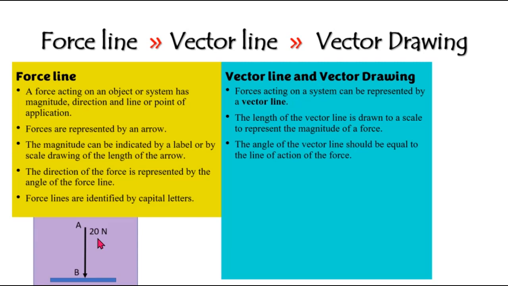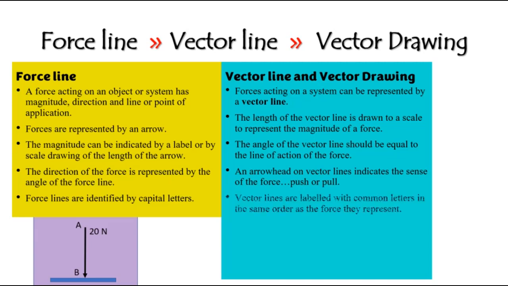The angle of the vector line should be equal to the line of action of the force. So basically, whatever angle you draw your vector line to, it should be equal to the direction the force is acting. An arrowhead on vector lines indicates the sense of the force, meaning whether the force is pushing or pulling. Remember, that is the basic definition of a force. It either pushes or pulls a system or an object.